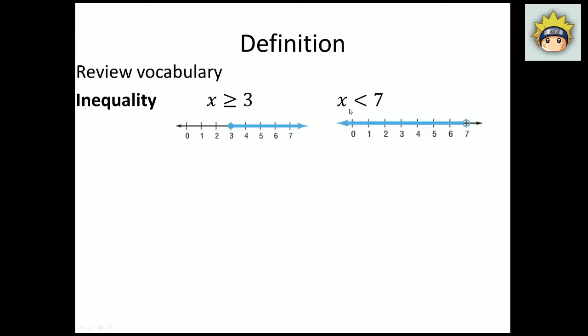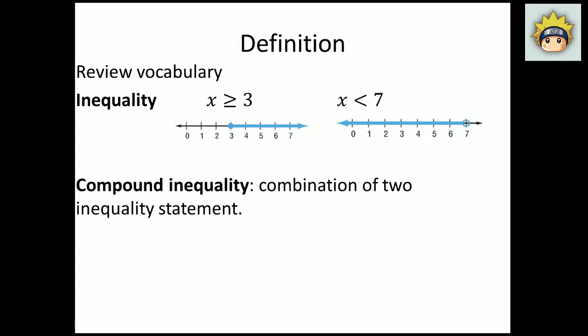Next, it's x is less than 7. It is open here at 7 because it does not include 7. And x is less than 7, so it's all the values to the left, 6, 5, 4, 3s, and so forth. So, what is a compound inequality?